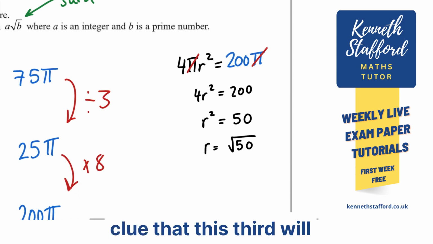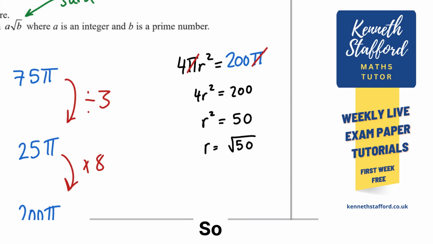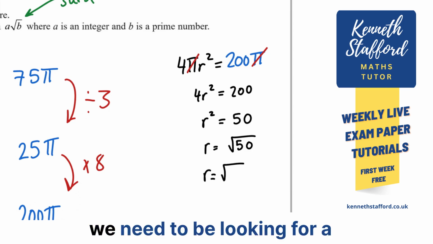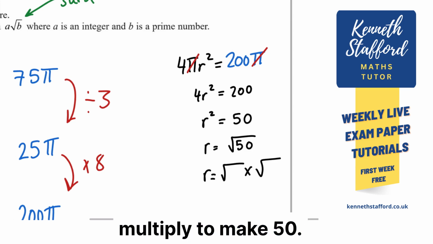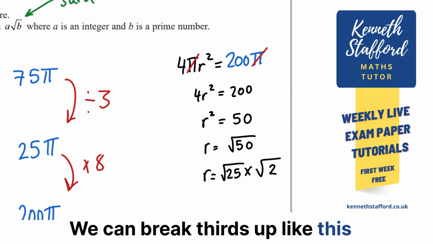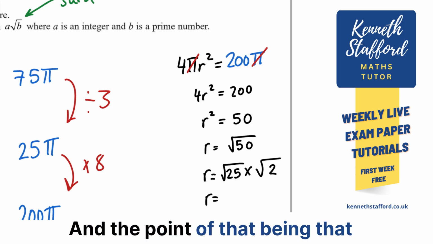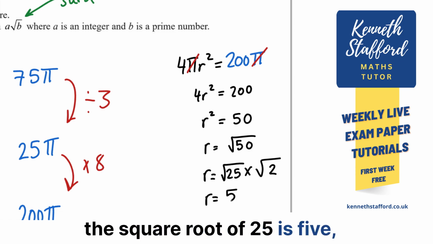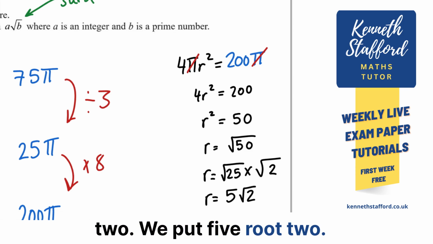And it's kind of given us a clue that this surd will simplify because we've got a root. So we need to be looking for a square number that can multiply to make 50, and that square number is 25. We can break surds up like this into two surds that times to make root 50. And the point of that being that the square root of 25 is 5. So it becomes 5 times root 2. We put 5 root 2.